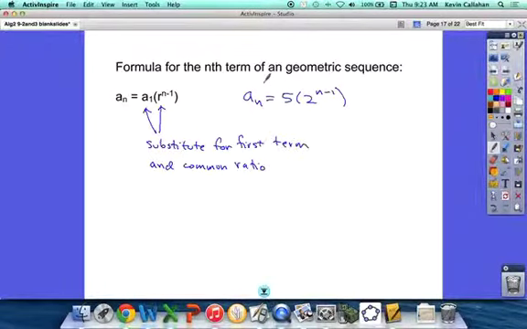All the formulas are going to look something like that. Remember what we said about the arithmetic? It kind of always looks linear. This one looks exponential. So when you're looking at these formulas, if it has an exponential thing, that's geometric.